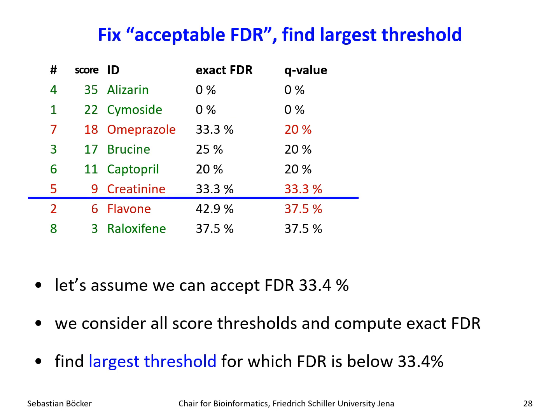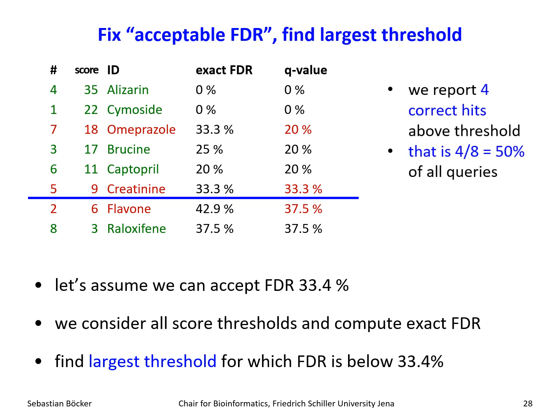So what now happens is we decide for this threshold and we report a particular number of correct hits. And this is now the thing that we could report if a method does something good or bad. How many correct hits does it report at a particular FDR? How many hits can this method report for FDR 5%? Or in this case, 33.4%.